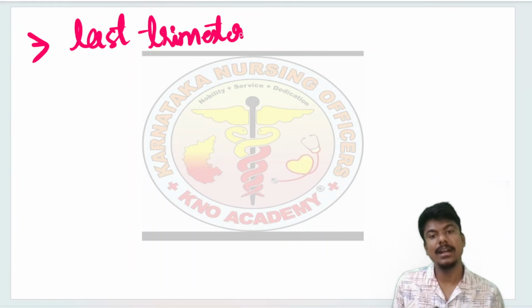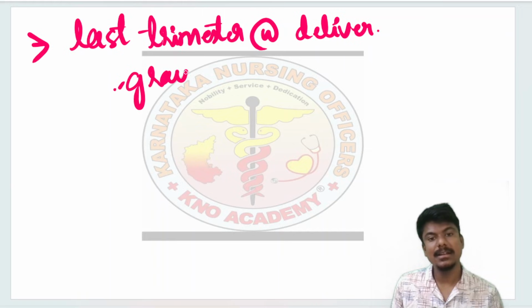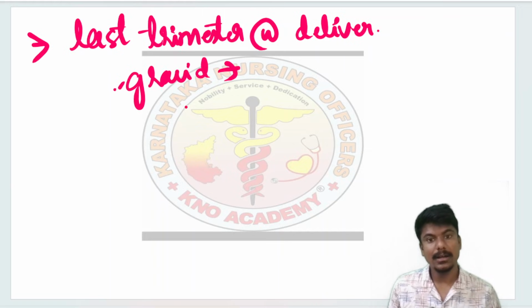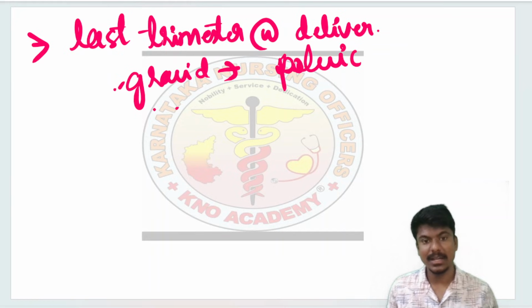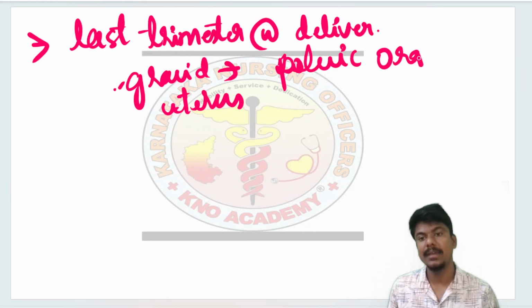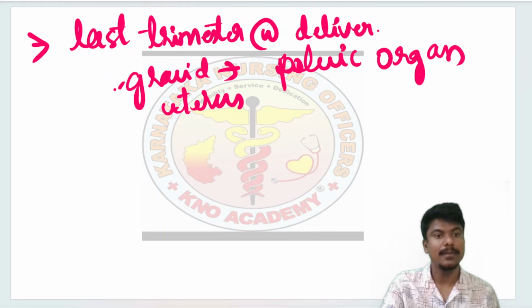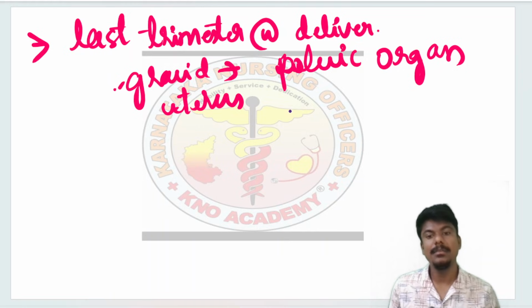In the last trimester, at the delivery time, what will happen? In a female, the gravid uterus will become a pelvic organ. Along with the gravid uterus in the pelvis, there will be a bladder present.